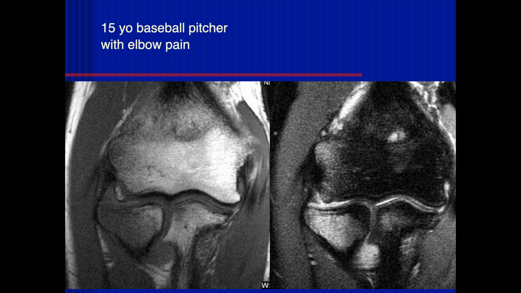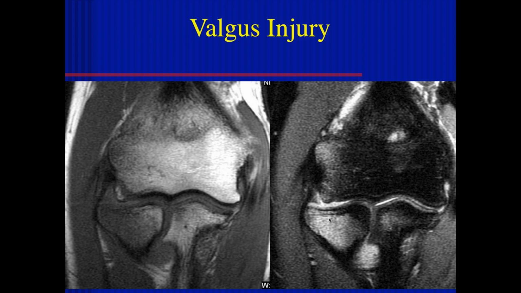Here we can see some marrow edema in the radial head and the lateral epicondyle, and there's some fragmentation of the lateral epicondyle. It looks like it could be a chronic overuse injury. Yeah, so this was actually a valgus mechanism of injury with impaction on this side, with those bone injuries.